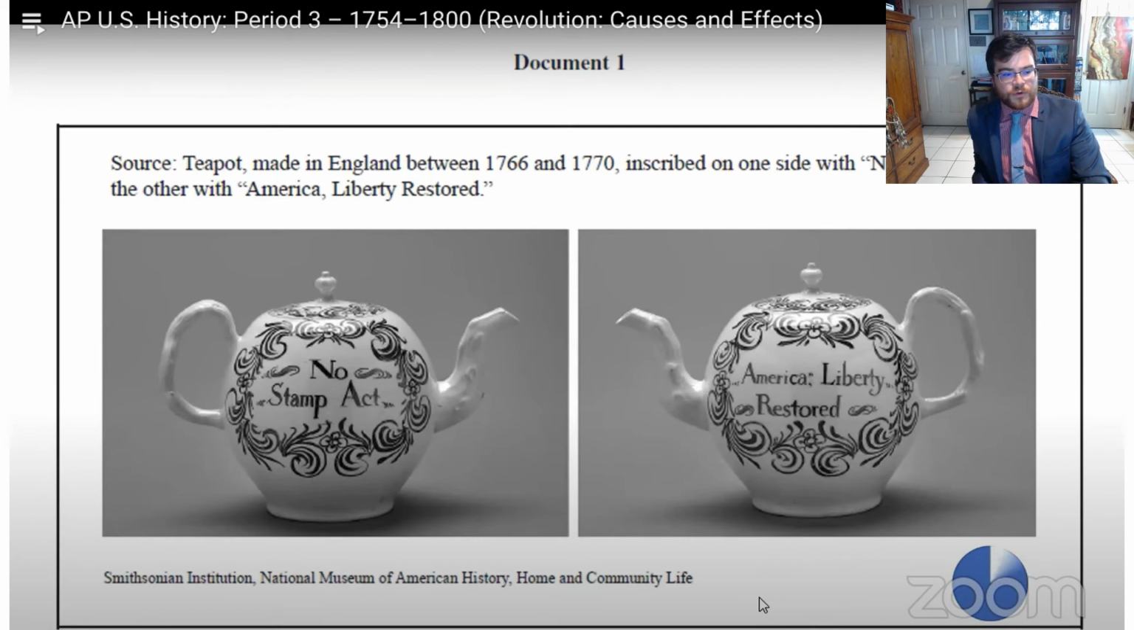Okay, document 1, 30 seconds, guys. Look at the teapot. Oh, it deals with the Stamp Act. Okay? Deals with taxes. Okay? Hey, Google. 30 seconds on the clock. Use HIPP, guys. Use HIPP.